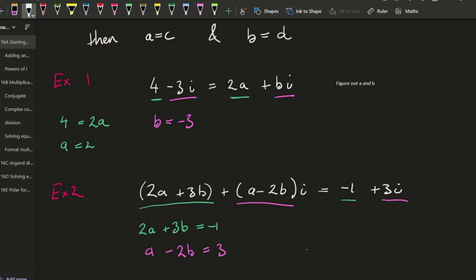And from here, it's a simple simultaneous equation problem. If you just multiply the bottom one by 2 and subtract it away from the top one, you'll be left with 7b equal to minus 7, and therefore b is equal to minus 1. And substituting that in, 2a minus 3 is equal to minus 1, which means that a is equal to 1.